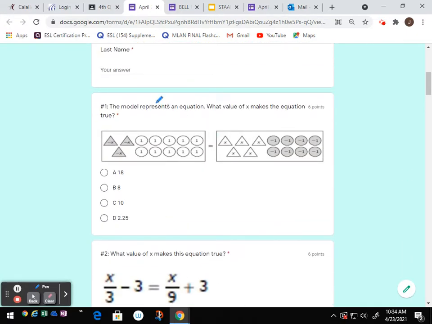All right, number 1, the model represents an equation. What value of x makes the equation true? All right, so we're going to find what equation's here, and we're going to solve for x. Okay, so we see that we have 3 of these triangles that have negative x. We have negative 3x. Okay, and we have 1, 2, 3, 4, 5, 6, 7, 8, 9, 10 positive ones. So we'll put plus 10.